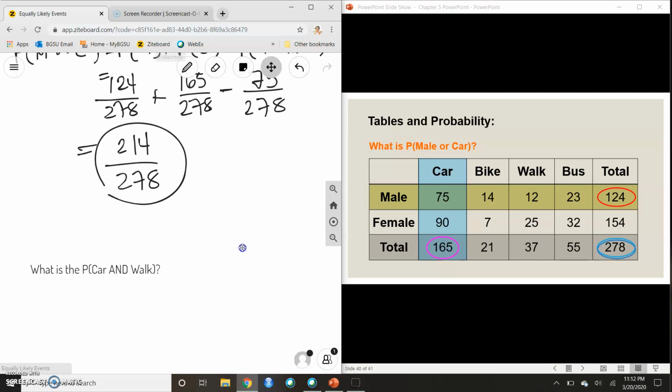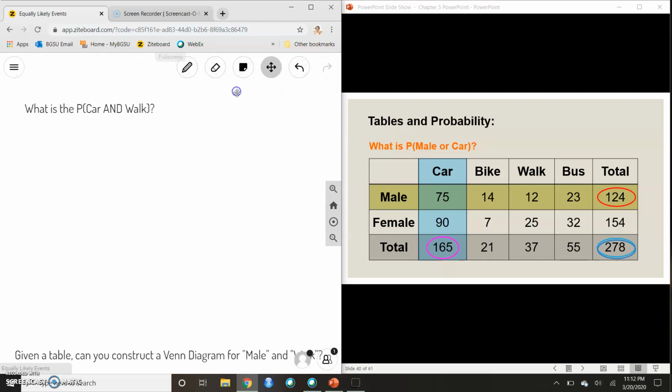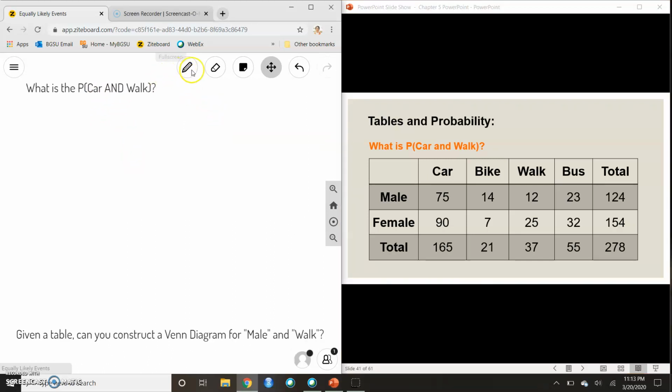Okay. So now, moving on to our next example. What is the probability of taking a car and walking? So here we have an and problem, so we're going to look at where they intersect on the table. So here, car is in this column, walking is also in this column. Based off of this table, they don't intersect anywhere. And so what does this tell us? Does it make sense for someone to be taking a car and walking at the same time? No. And so in this case right here, we're dealing with a mutually exclusive event.